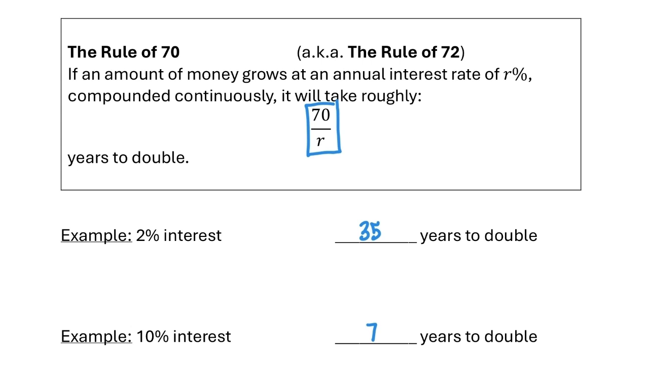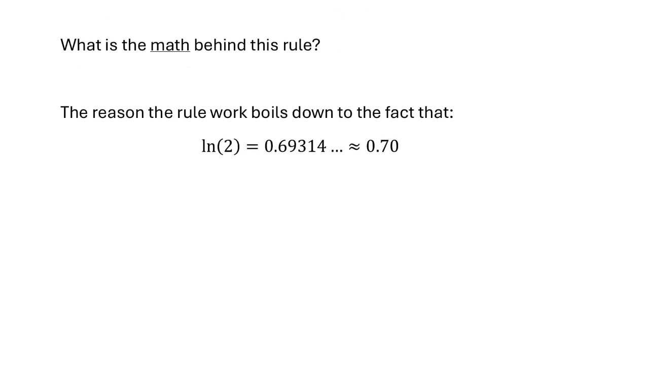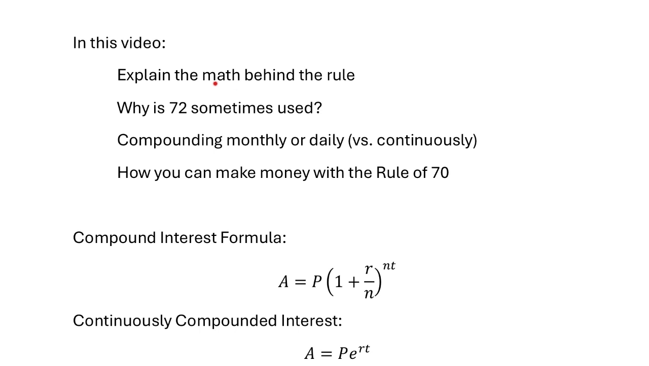So what is the math behind this rule? That's what we're going to talk about in this video. Now, I'll give you the punchline right now. It turns out that the reason the rule works ultimately boils down to the fact that natural log of 2 is about 0.70. So in this video, we'll explain the math behind the rule. We'll talk about why 72 is sometimes used, and we'll talk about what if we don't have continuously compounded interest? What if our interest is compounding monthly or daily? Can we still use the rule of 70 in such a case? And it turns out that you can. Now, finally, at the end of the video, I'll also mention how we can use the rule of 70 in practical terms to actually make money.